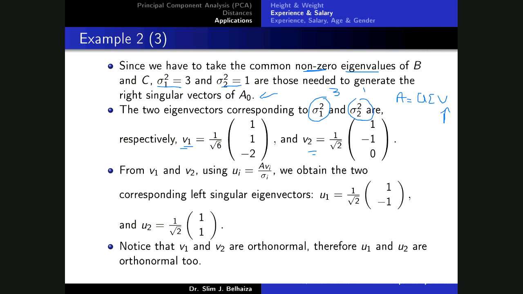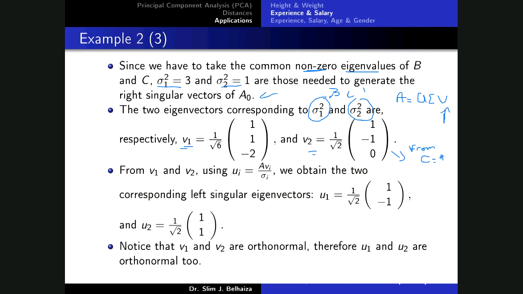Okay, how did we find them? If you go back to C and place the eigenvalues 3 and 1, you should be able to find the corresponding eigenvectors. So these two came from where? From C. Okay, what is C again? C we wrote as ATA. So it's 3 by 3.